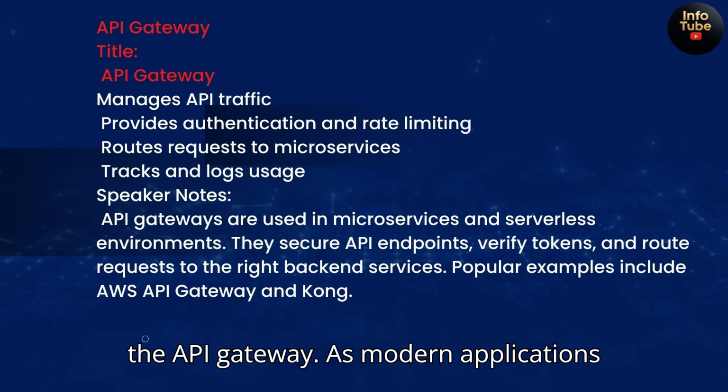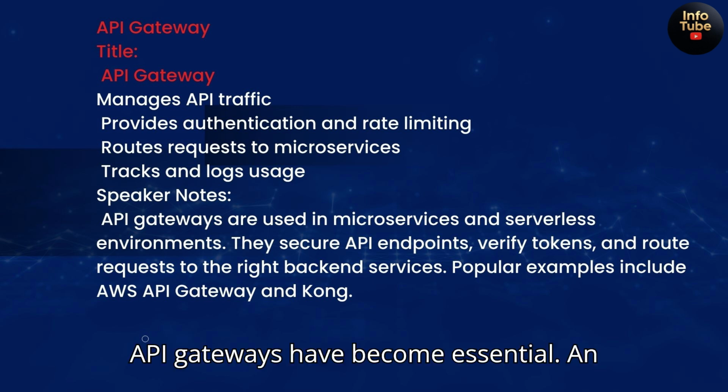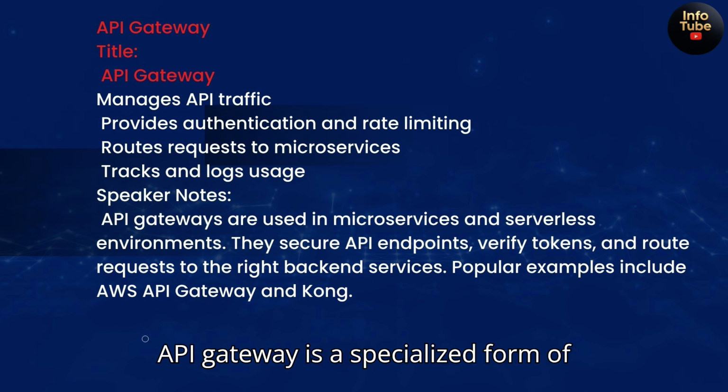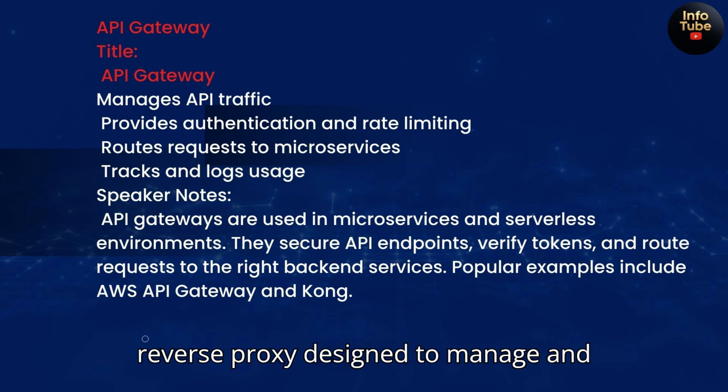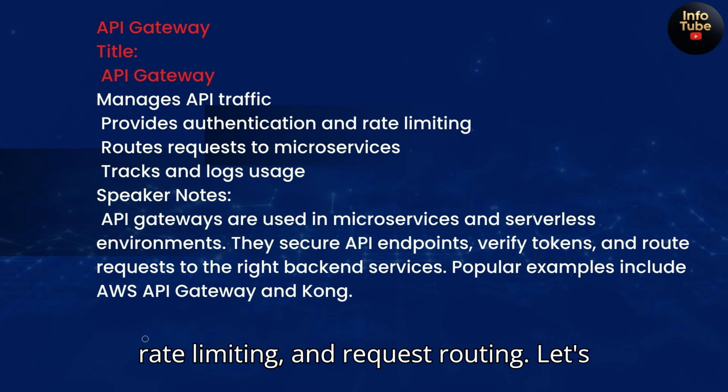Moving on, we have the API gateway. As modern applications rely heavily on APIs and microservices, API gateways have become essential. An API gateway is a specialized form of reverse proxy designed to manage and secure API traffic. It handles functions such as authentication, authorization, rate limiting, and request routing.